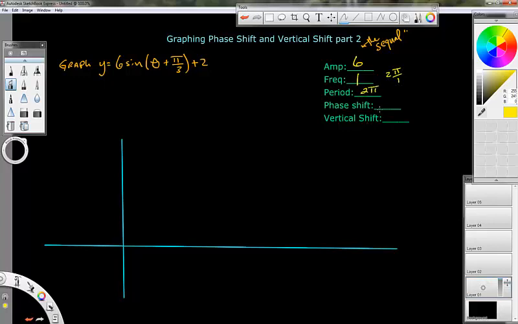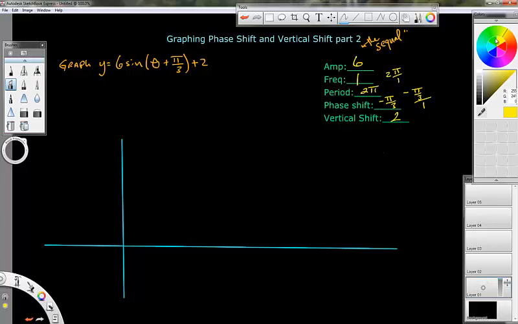The phase shift. The phase shift is the inverse of this. So it's going to be negative pi over 3 divided by the frequency, which is 1. So that's just going to be negative pi over 3. The vertical shift is going to be plus 2.